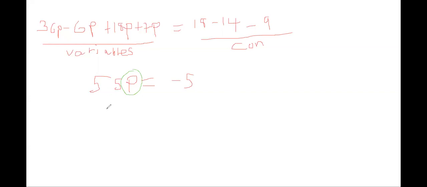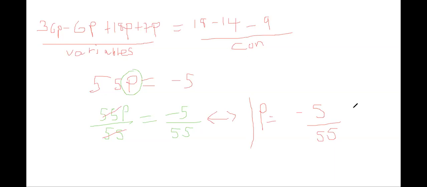It's very simple. So what we will do, we will divide both sides of the equation by 55. So divide both sides by 55. Now, we cancel these things. So at the end of the day, this means equivalently, you will see this in your book, P equals minus 5 over 55. Now, this equation is solved. This is what we mean by solving an equation. This was a linear equation.